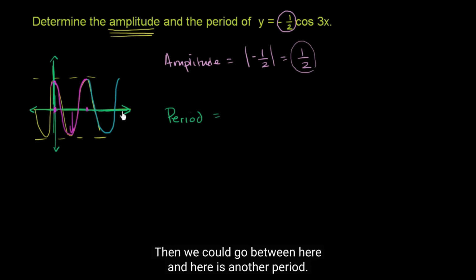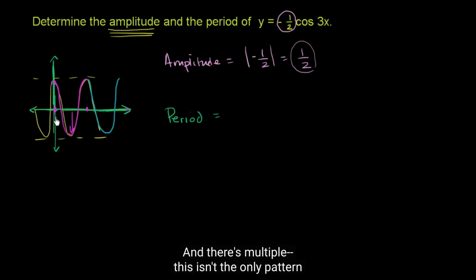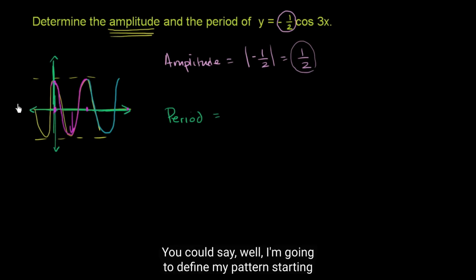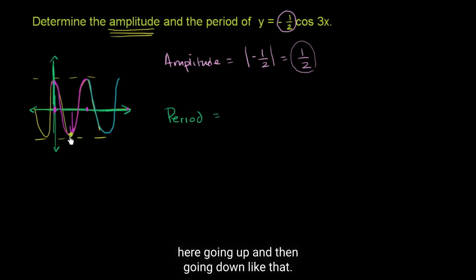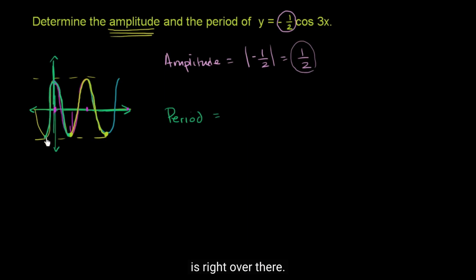Then we could go between here and here is another period. And there's multiple. This isn't the only pattern that you could pick. You could say, well, I'm going to define my pattern starting here, going up, and then going down like that. So you could say that's my smallest length. And then you would see that, okay, well, if you go in the negative direction, the next repeating version of that pattern is right over there. But either way, you're going to get the same length that it takes to repeat that pattern.